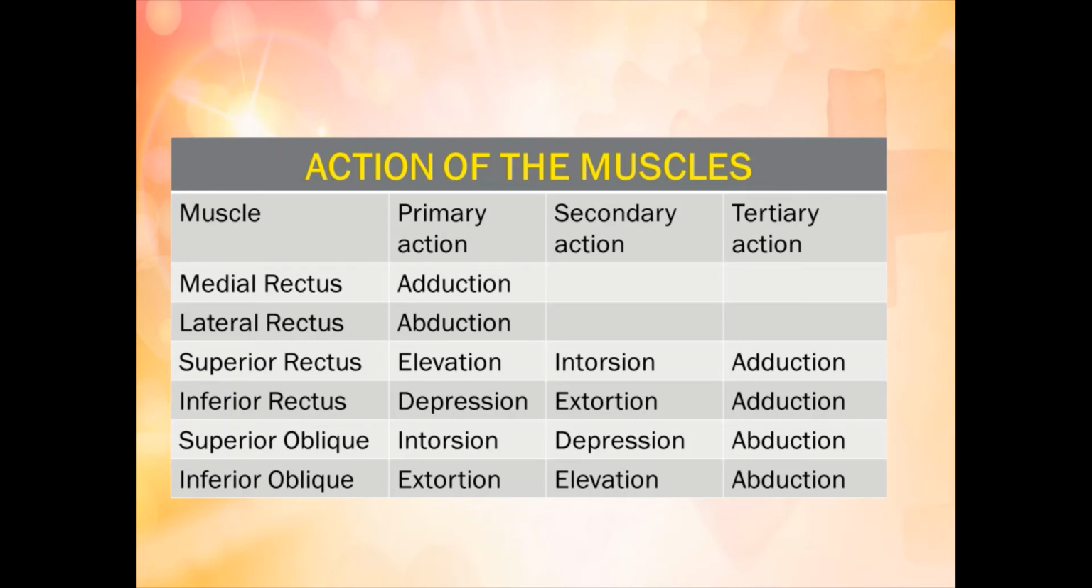Inferior rectus, primary function is depression, secondary action extorsion, tertiary action adduction. Superior oblique, primary action is intorsion, secondary action is depression, tertiary action is abduction. Inferior oblique, primary action extorsion, secondary action elevation, tertiary action abduction.